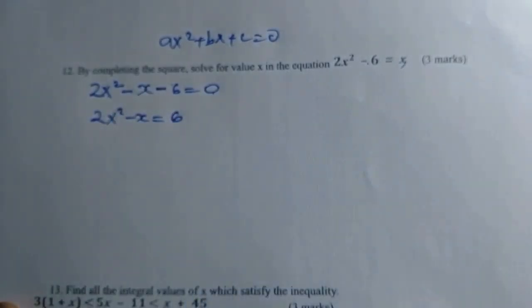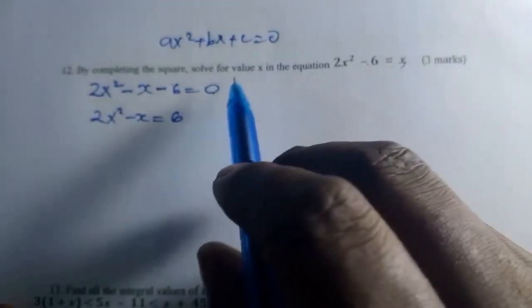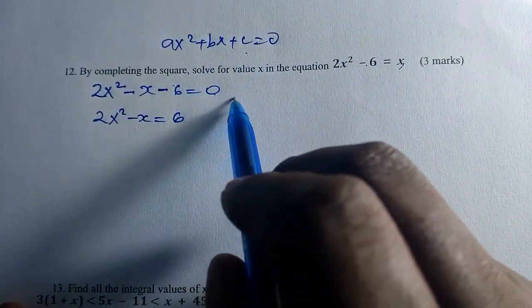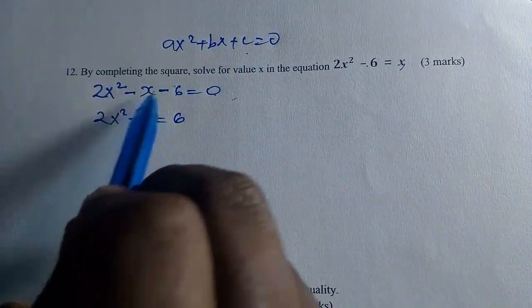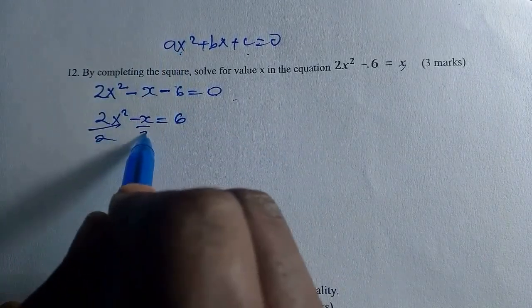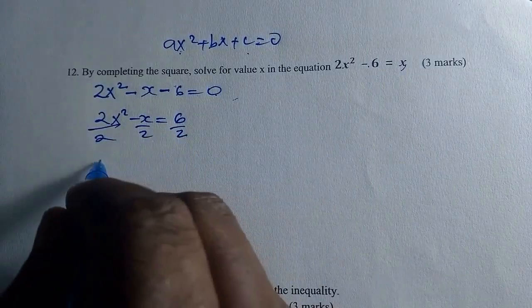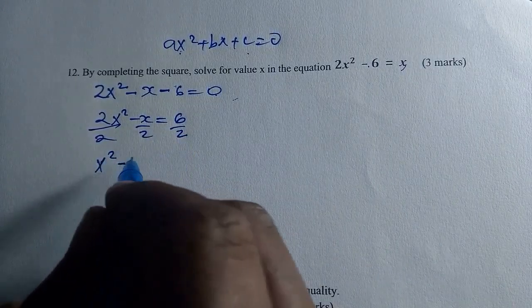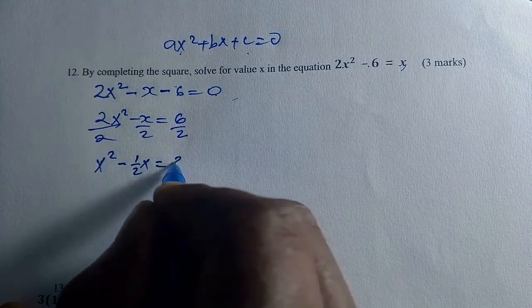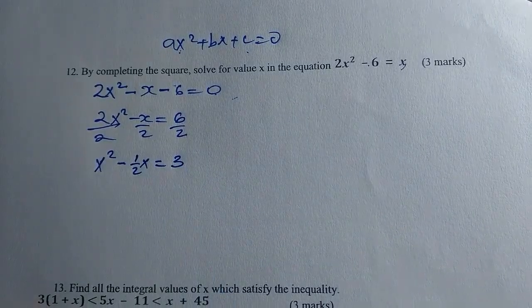When you are using the completing square method, you must ensure that the constant c is on the right side, and the coefficient of x squared is always 1. So divide by 2, divide by 2, divide by 2. So we have x squared minus a half x is equal to 3. Now from here, we start solving it.